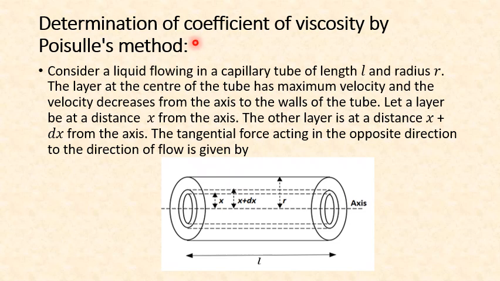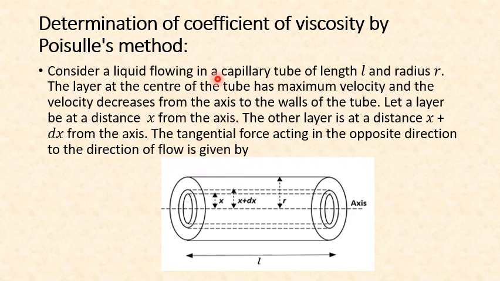In the previous session, we have discussed the coefficient of viscosity. It is defined as the tangential force acting on the unit area of a liquid moving with unit velocity. The coefficient of viscosity is a very important property to know. It gives us information about how a liquid flows. To determine the coefficient of viscosity, we will use Poiseuille's method. It was given by a French scientist called Poiseuille.